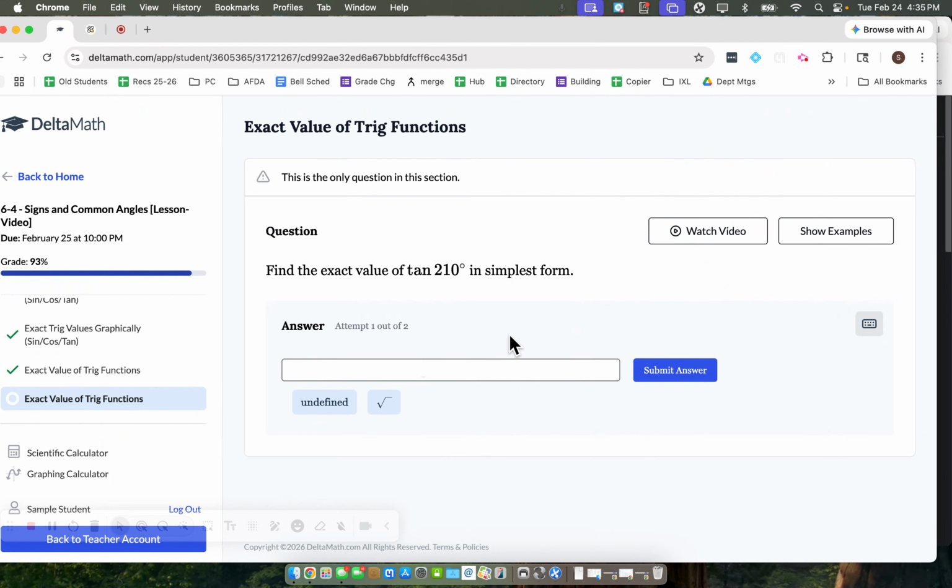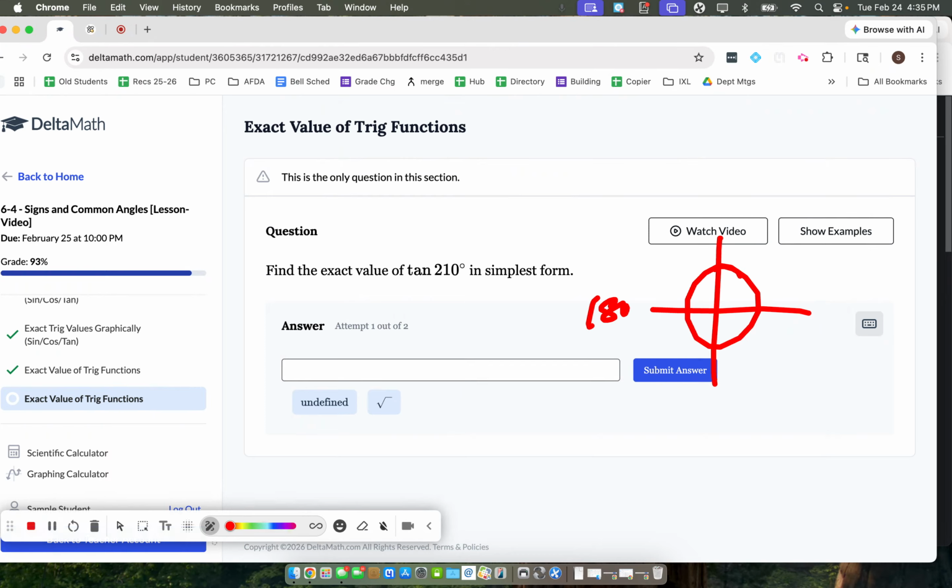Exact value of tan, 210. Sometimes I make a circle. 210, 180 is here. I got to go 30 degrees more, so that lands me here. This is another 30, 60, 90. I mean, there are only two types of triangles, 30, 60, 90, and then 45, 45, 90. My 30 degrees is my reference angle here. Okay, so what do they want to know? Tan. Tan doesn't compare the hypotenuse.